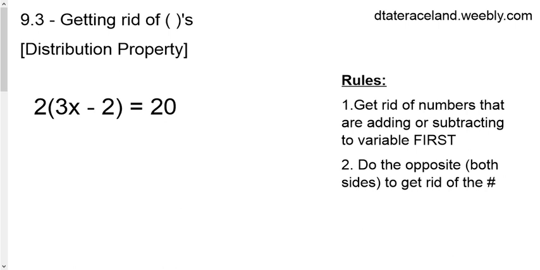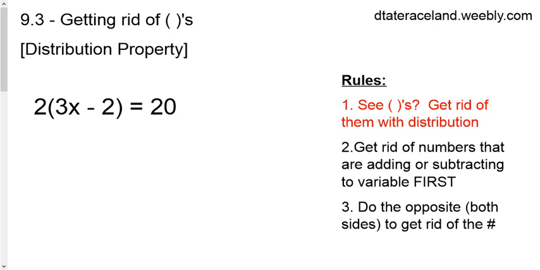So let's fix our rule guide over here. There we go. Whenever you see parentheses, get rid of them with the distribution property, and I'm about to show you what that is right now. So here's this positive 2 that's sitting on the outside of the parentheses, and we're going to multiply every term inside of the parentheses. Here's the very first term that's going to be multiplied. That would be the 3x. So 2 times 3x is 6x.